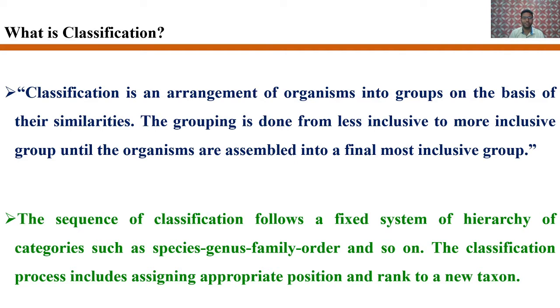First of all, let's have a look at the definition of classification. Classification is an arrangement of all the organisms into groups on the basis of their similarities. The grouping is done from a less inclusive to a more inclusive group until the total organisms are assembled into a final more inclusive group. The sequence of classification follows a fixed system of hierarchy of categories, which was first established by Linnaeus. For example, genus, family, order, etc. The classification process includes assigning appropriate position and rank to a new taxon.